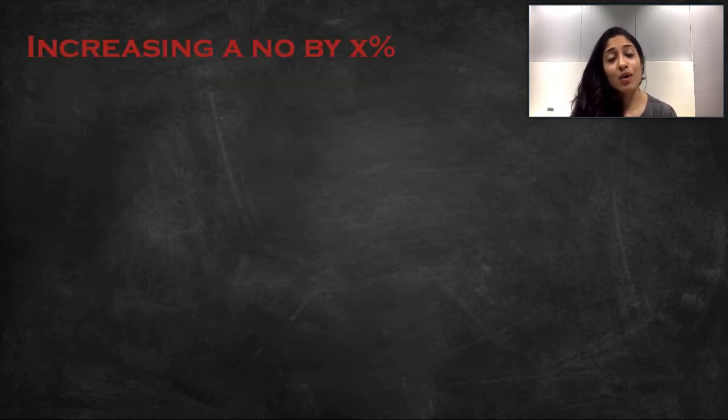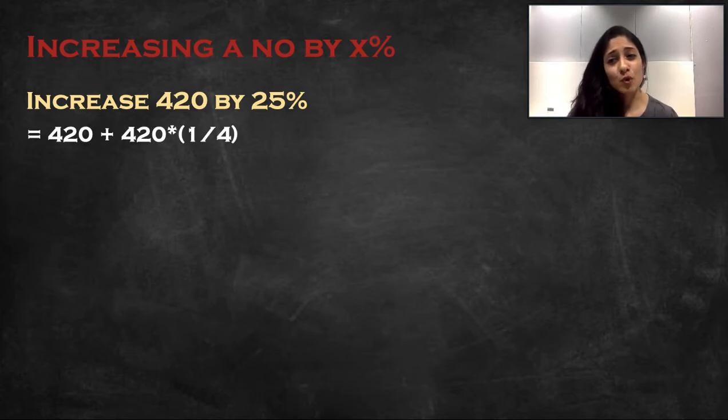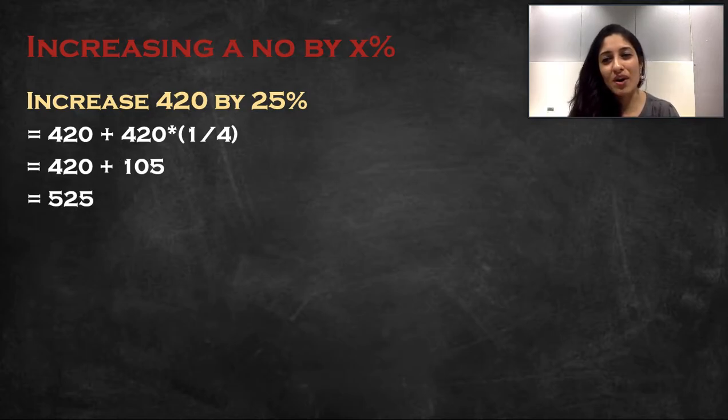Now looking into how to increase a number by X percent. Let's say I want to increase 420 by 25%. Now we know that 25% is 1/4 of a number. If any one of you has not seen my previous video on percentages and fractions, I would recommend looking at that first so that you will understand the further calculations better. So 420 plus 420 into 1/4 gives you your answer as 525.